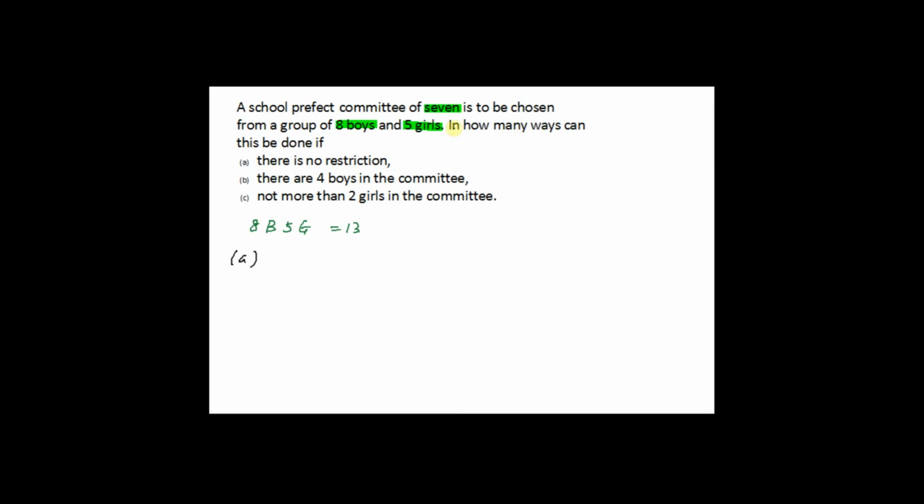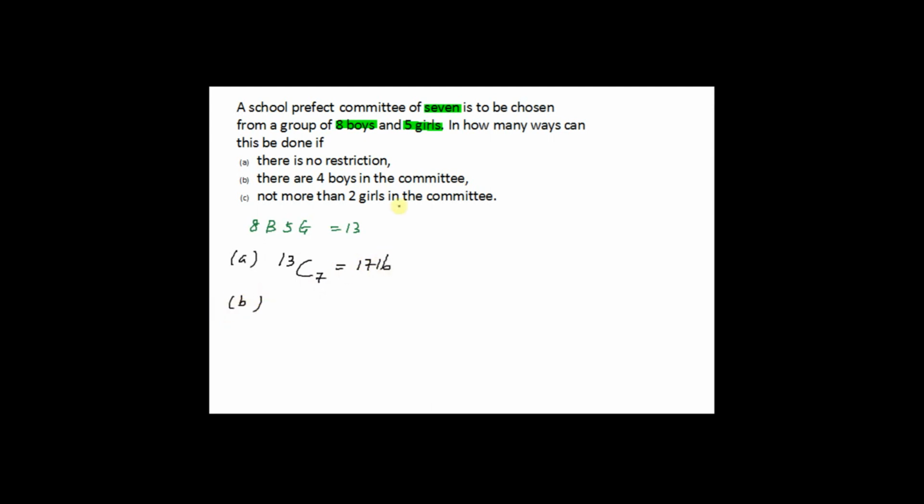So look at this question. This is a combination question because the arrangement is not important. So now we have to choose 7 prefects committees from 13 students. So this is 13 combination 7. Press your calculator. Your answer should be 1716.